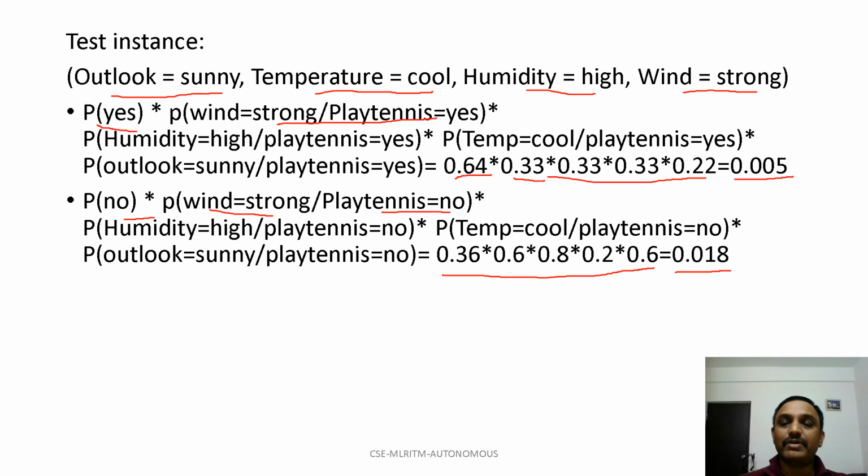Here probability of yes is less than probability of no. In that case, probability of no has the larger value, so we have to consider the target output. That is, for the test instance, the output is no.